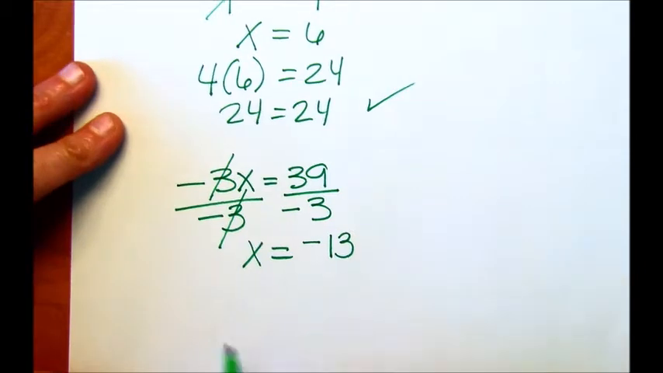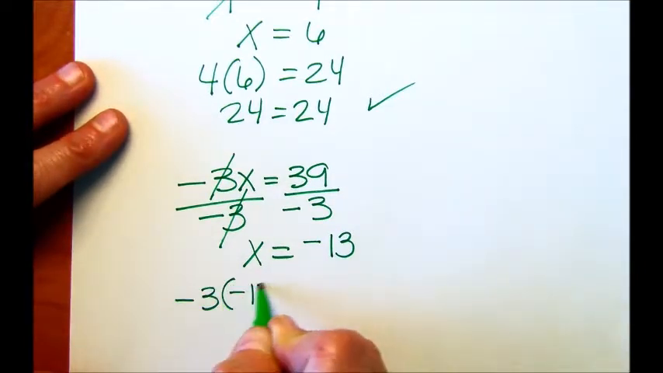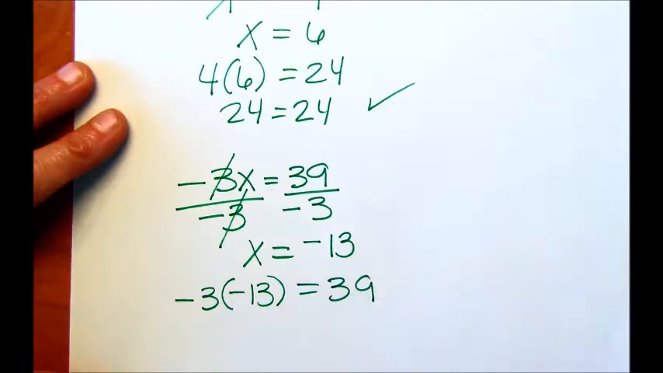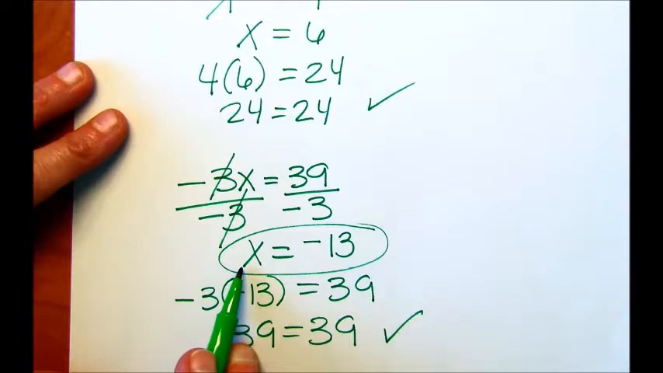So if I want to plug that back in, negative 3 times negative 13 should give you 39. And if you're not sure, 3 times 3 is 9, 3 times 1 is 3, so that's positive 39, because two negatives make a positive when you're multiplying. Because these two numbers are the same, this is the value of x for this equation.